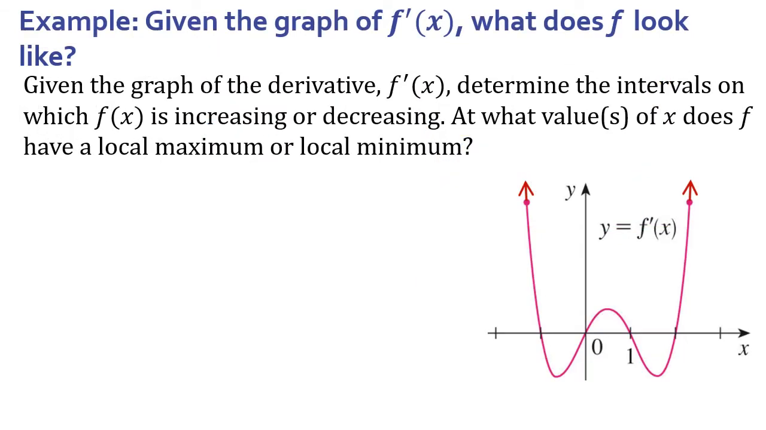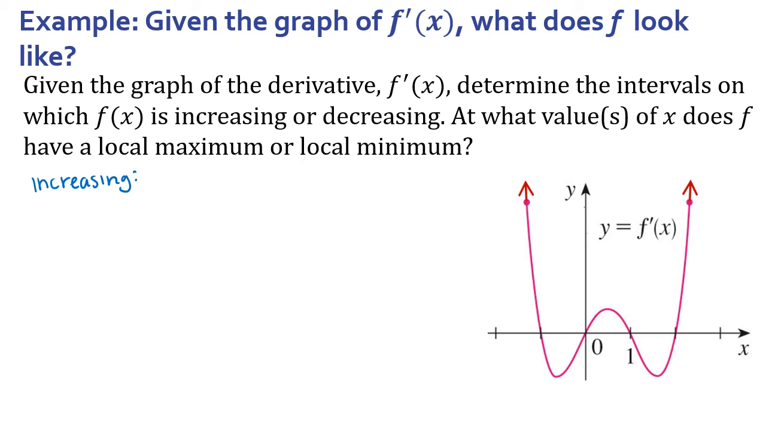All right, let's look at this in an example form. So given the graph of the derivative f prime of x, determine the intervals on which f of x is increasing or decreasing. At what values of x does f have a local maximum or minimum? Okay, so let's first look at increasing. So we just said that a function is increasing if its first derivative is positive. Okay, so here we can see the first derivative.